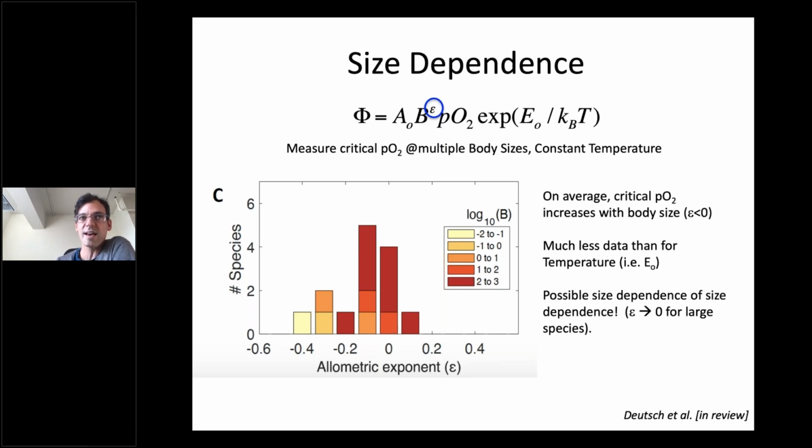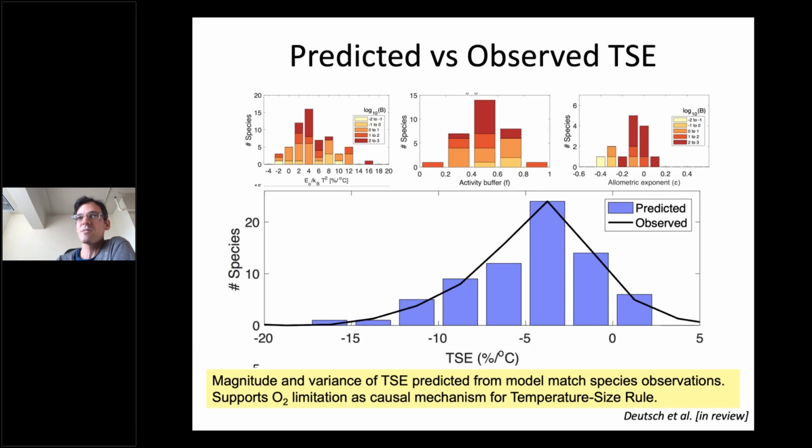But for now, I'm just going to set that aside and ask, if we just ignore the variations of epsilon with size, can we reconstruct the temperature size effect as we set out to do? So here are the different component parts. We have the E naught over kT squared. We have our activity buffer, which is around half. And then we have our epsilon, the allometric scaling of hypoxia tolerance, where at smallish sizes, we get something around -0.4, -0.3 for the size of organisms that we have temperature size experiments for.